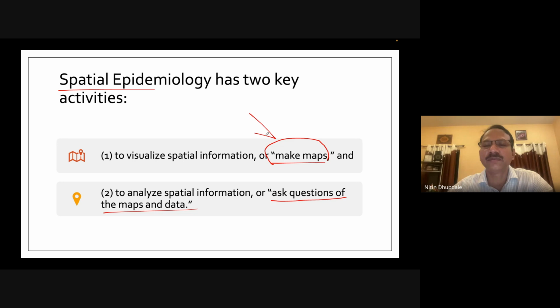Only making maps is not our job, but it's a very important function. Asking questions and finding out answers on maps and the data is what we have to learn. So we have to learn GIS, and we have to learn how to ask questions and get answers for that.